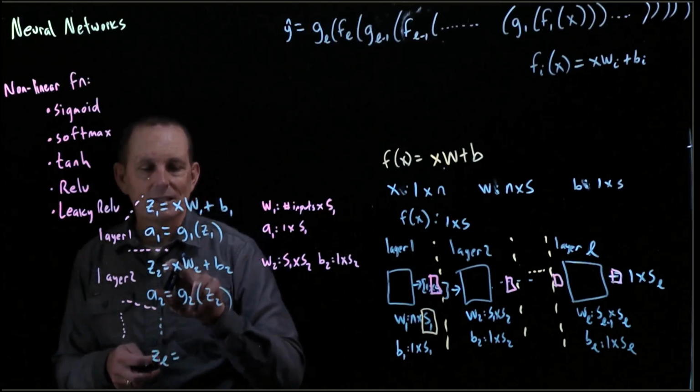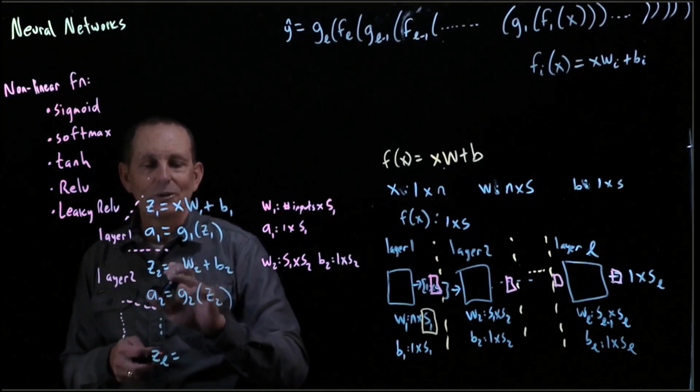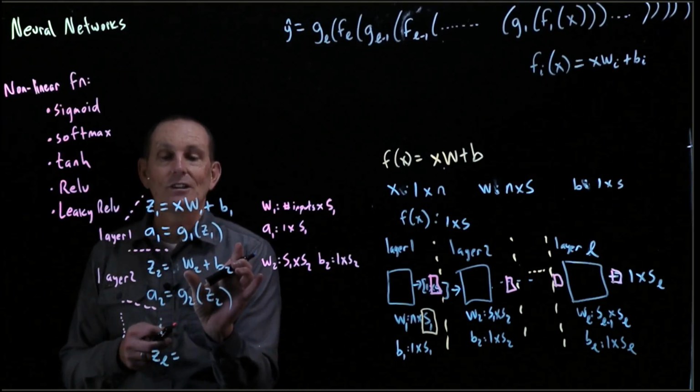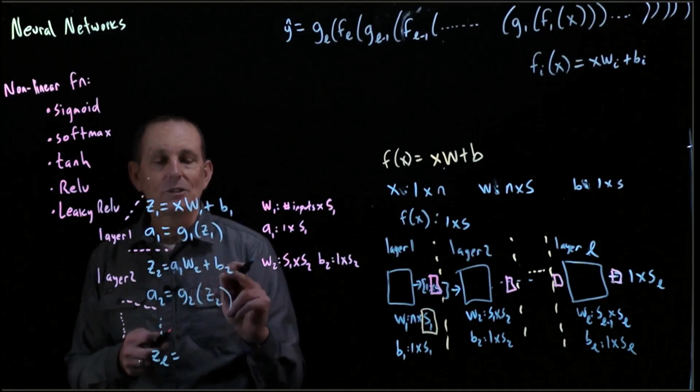we had a mistake here. I said Z sub 2 is equal to X times W2. Of course, we are applying this matrix multiplication and addition to the output of the previous layer. So this is going to be A sub 1 W2 plus B2.